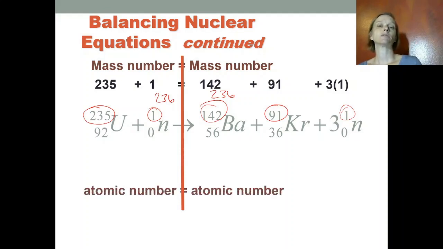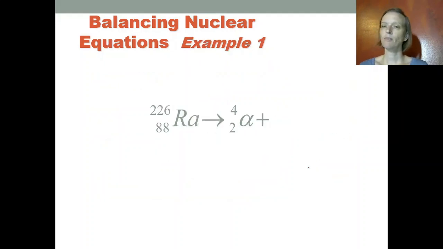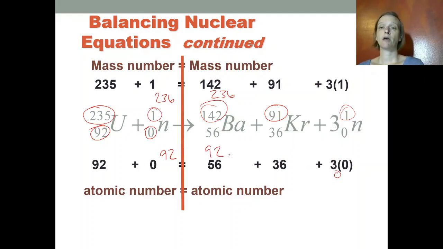Now let's look at the atomic numbers. If we have 92 plus 0, that equals 92. And if we have 56 plus 36 plus 3 times 0, remember there are 3 neutrons here, so we need to multiply by 3, although 3 times 0 is 0. We also have an atomic number of 92. So this is a balanced nuclear equation because all of our mass numbers balance out and all of our atomic numbers balance out. We need to balance out the top numbers and we need to balance out the bottom numbers.